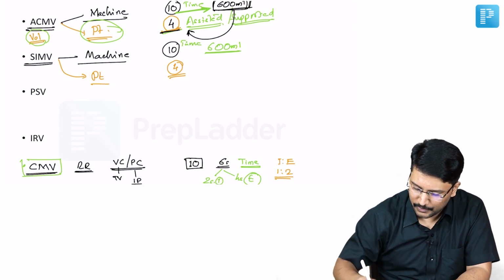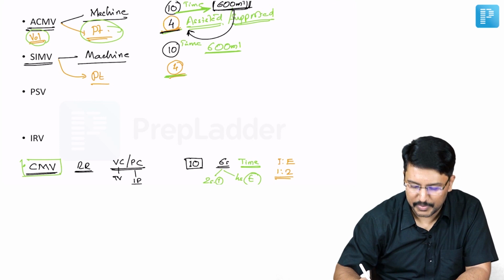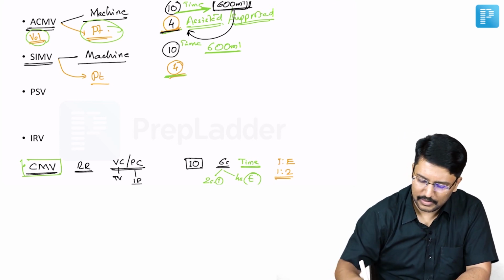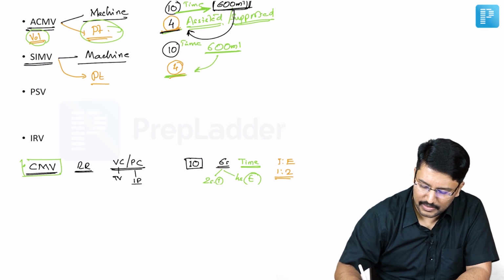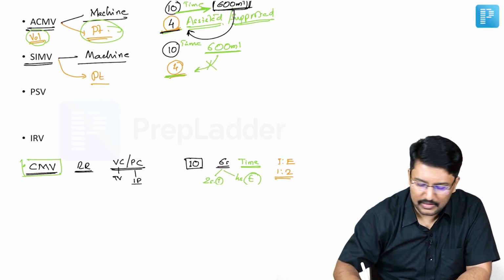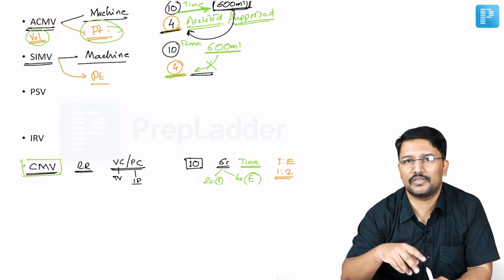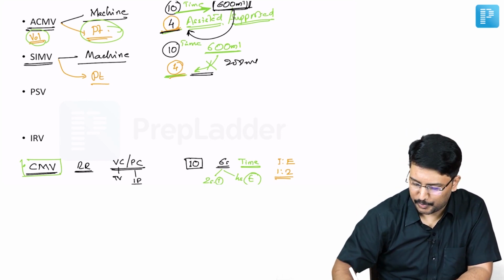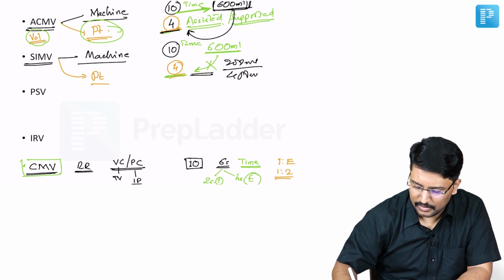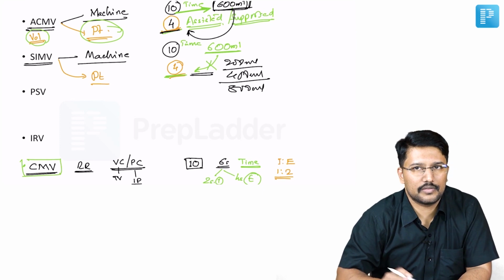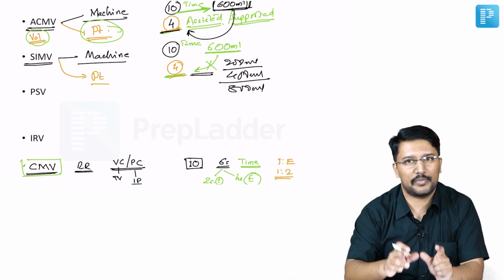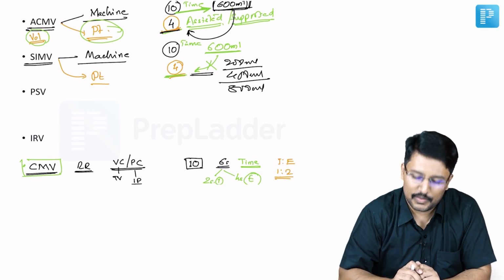On the other hand, these 4 SIMV patient triggered breaths are not supported or assisted. What do I mean by that? The tidal volume, this 600 ml, is not delivered. The patient's effort is respected. So if the patient creates a tidal volume of 200 ml, that is delivered. If the patient creates a tidal volume of 400 ml, that is delivered. If the patient creates a tidal volume of 800 ml, that is delivered. There is no assistance in terms of prefixed parameters being delivered with the breath. That is the main difference.